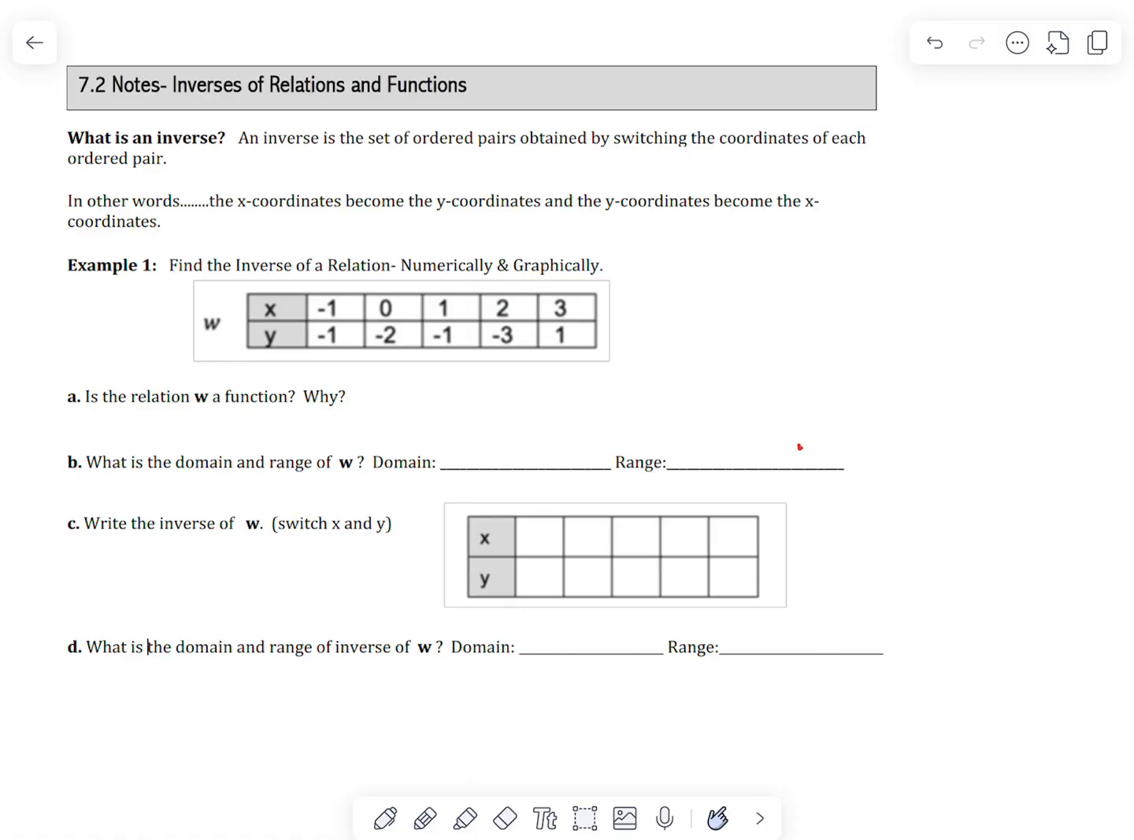So here's an example. Find the inverse of this relation. So we have a set of ordered pairs, the x and then the y. The first thing we're going to do is ask, is this relation a function? If you remember back to earlier in trimester 1, for something to be a function, we do not want to have any repeated x values. So do we have any repeated x values? No. Here are all of our x values right here. They are our domain. So this is a function.